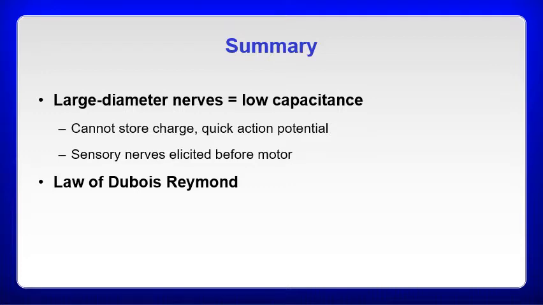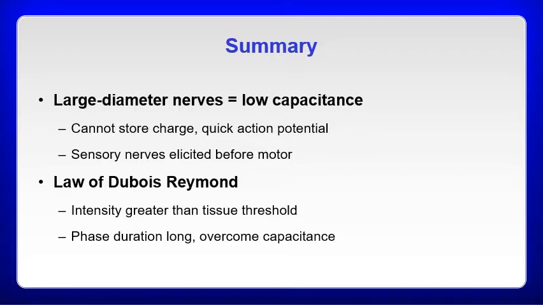And then the law of Du Bois-Reymond: intensity has to be greater than the tissue threshold. This is just what we talked about before. We have to make sure the phase duration is long enough. So, you can adjust phase duration depending upon the tissues you want to affect, and you have to make sure you can overcome the capacitance. And you need a fast rate of rise to prevent accommodation. So if you want to limit the accommodation, that rate of rise of the leading edge has to be fast and abrupt.